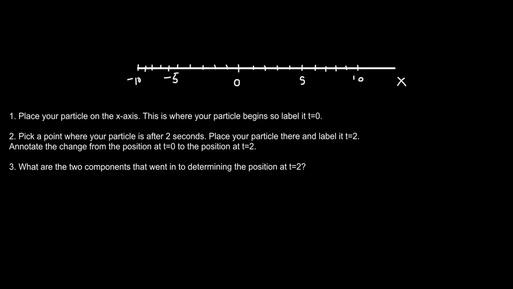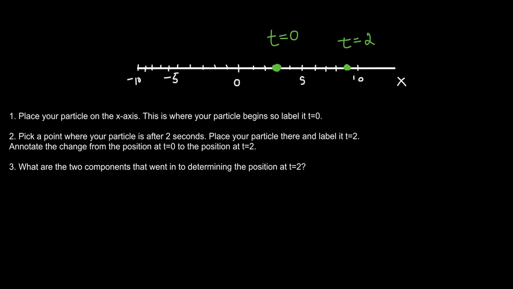Okay, so I'm going to start off by picking a place for my particle to start. And I'm going to go ahead and pick this point right here. So there's my particle, and this is its position at t equals 0. Okay? Now I'm going to pick a point, it doesn't matter where, for my particle after 2 seconds. So let's go ahead and make it nice and easy. Let's pick this point here. This would be the point x equals 9. And so this is the position of my particle at t equals 2 seconds, or t equals 2.